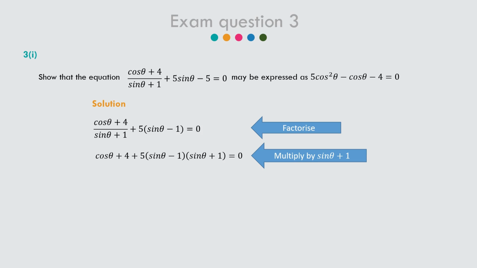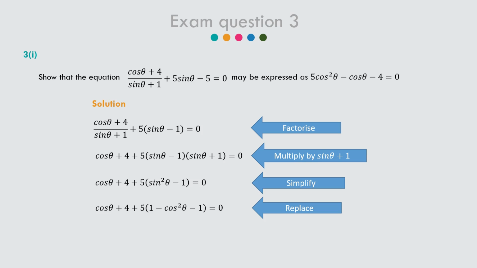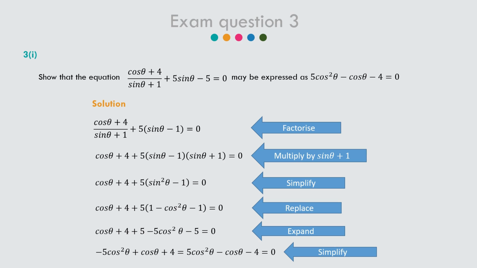Expand the brackets and simplify. Now we can replace the sin squared theta with 1 minus cos squared theta. Expand the brackets again and simplify to our answer.